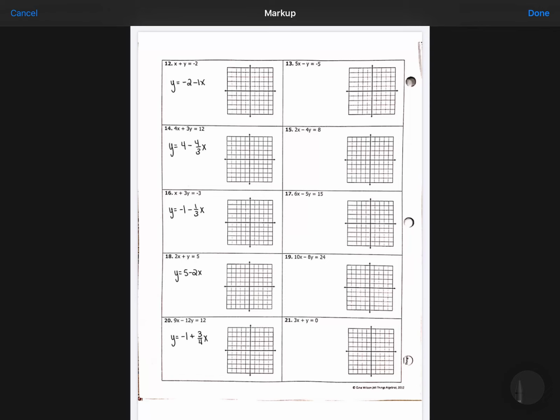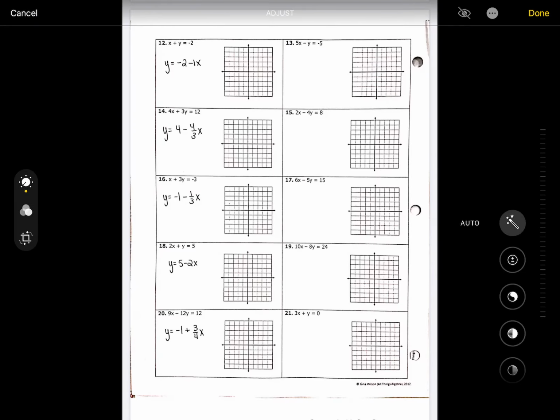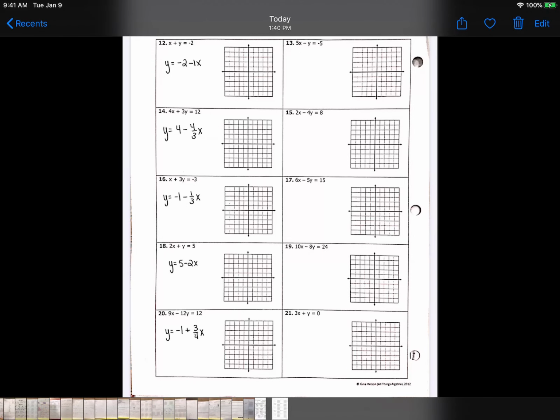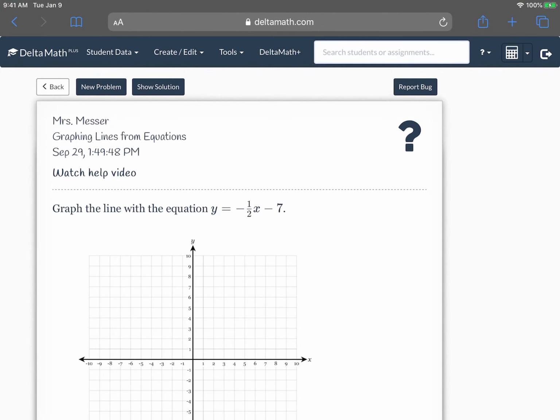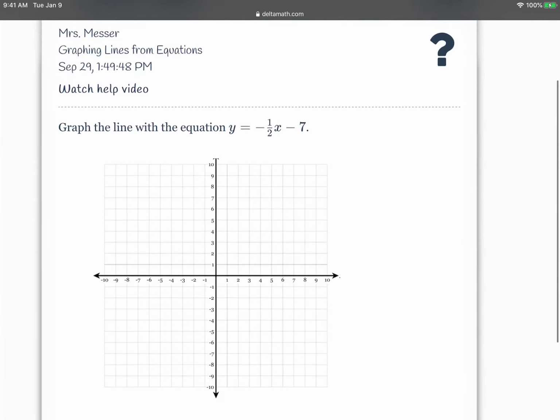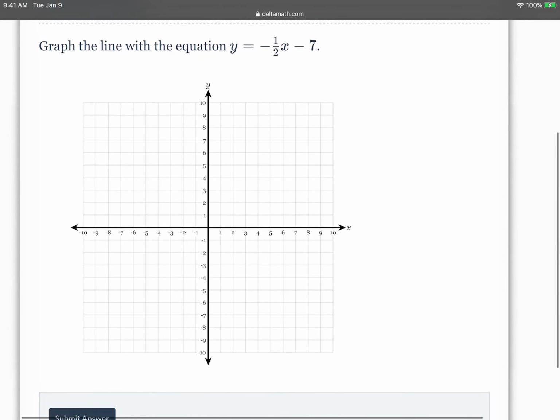Thanks. Oh, wait a minute. I do want to tell you one more thing. And that is your Delta Math assignment that you can do today or you can do it tomorrow. Your Delta Math assignment looks like this, and all of these are going to be y equals. None of these are going to be in standard form, which is awesome.